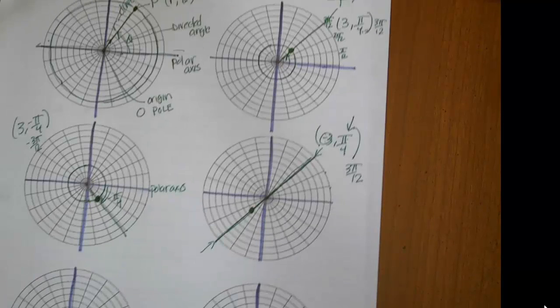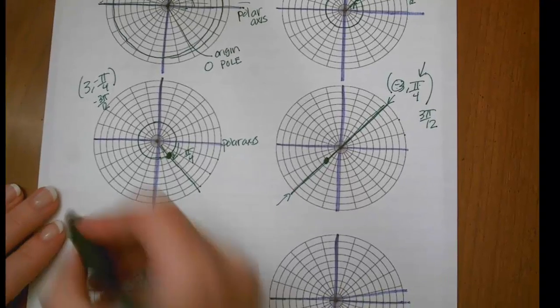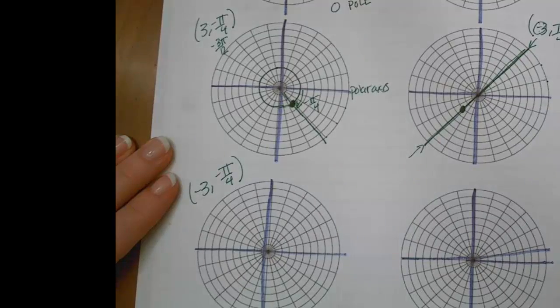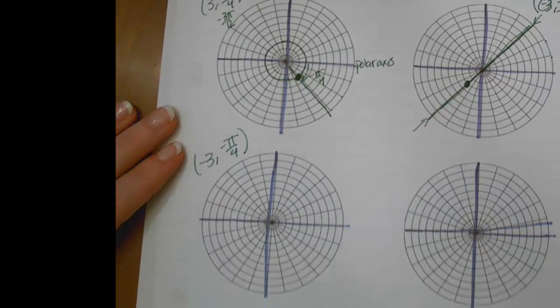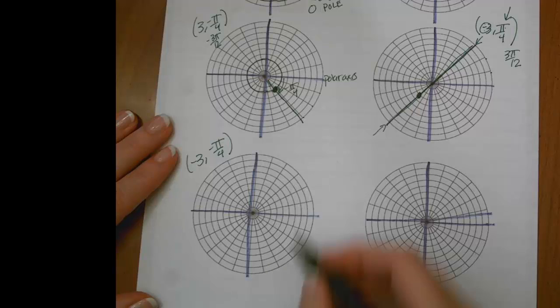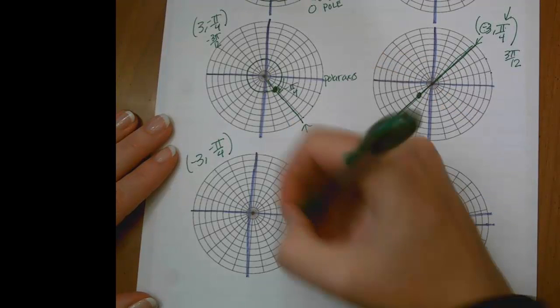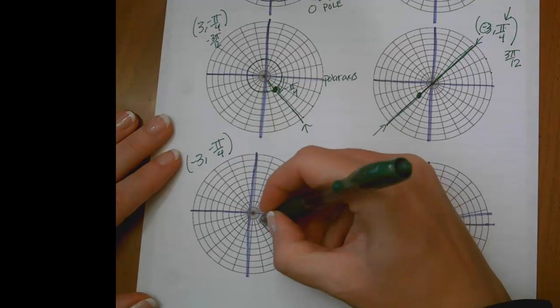Last but not least, let's discuss negative 3, negative pi over 4. Okay, so what's going on here? Well, if I go to negative pi over 4, we know from the previous problem that it's located on this line.